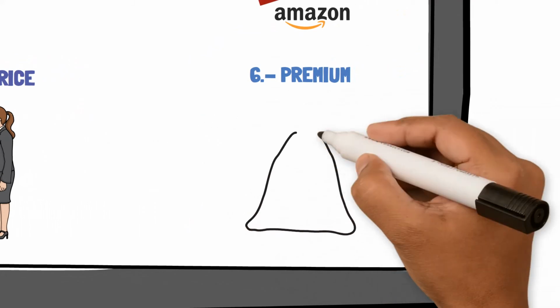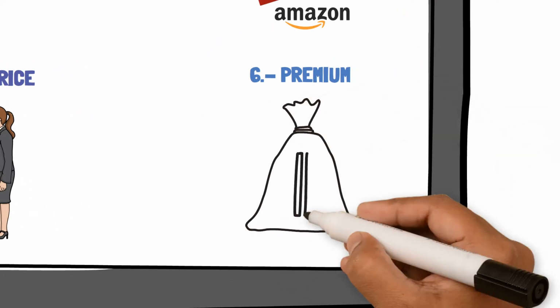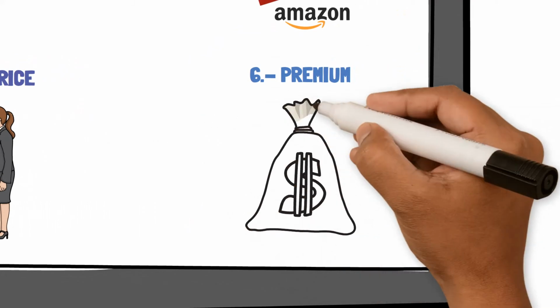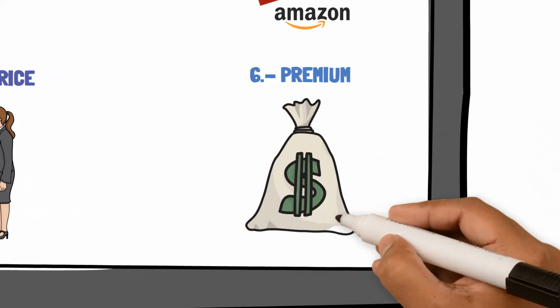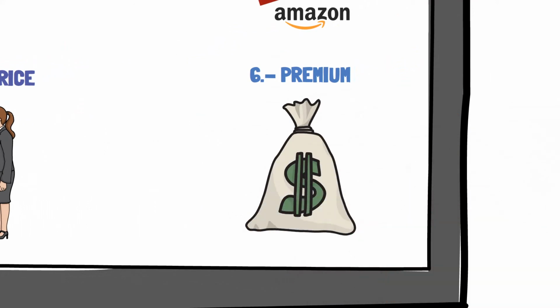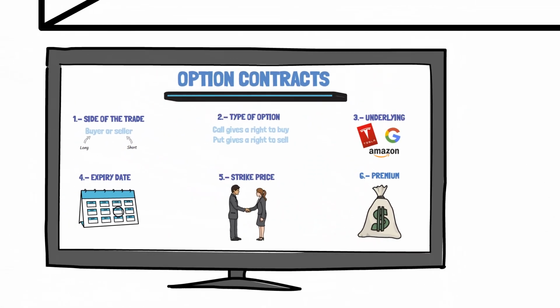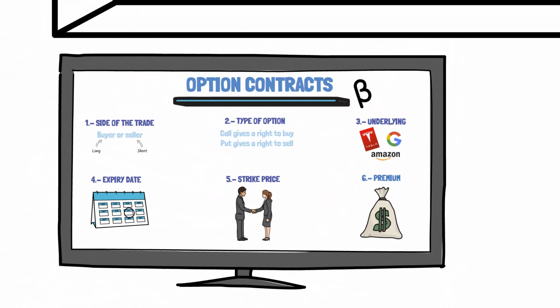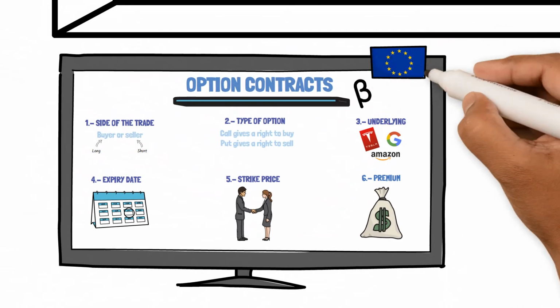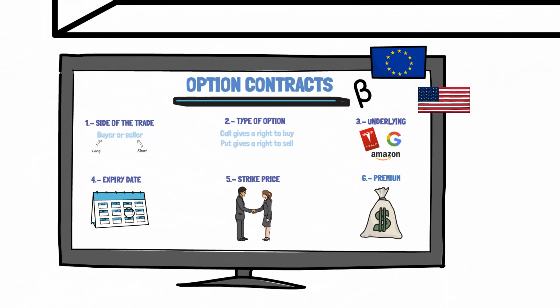Premium. This is the money that the buyer of the option pays the seller for the option contract. It does not matter if the option is exercised or not, the seller will always keep the premium. There are many other characteristics that you will need to learn in order to master options, like the Greeks, the difference between European and American options, or how options are priced and marketed. For now, it is sufficient if you understand the concepts in this video.